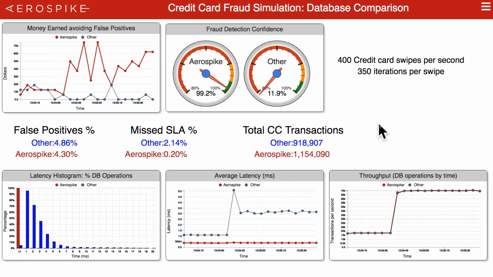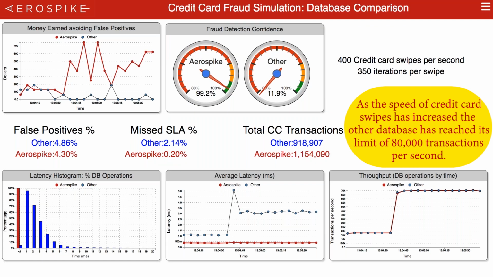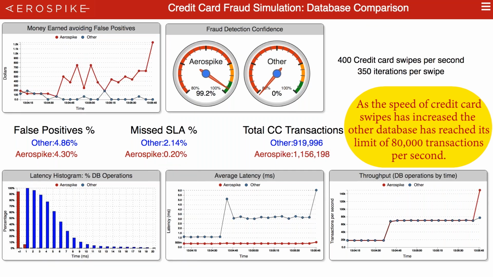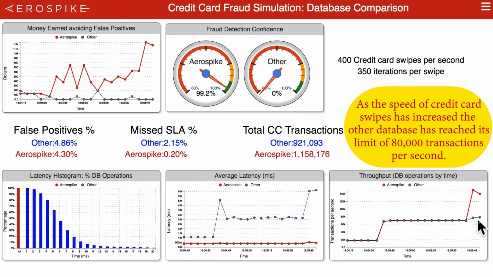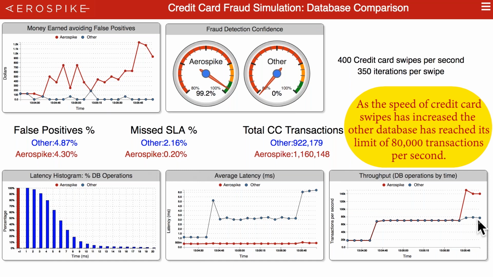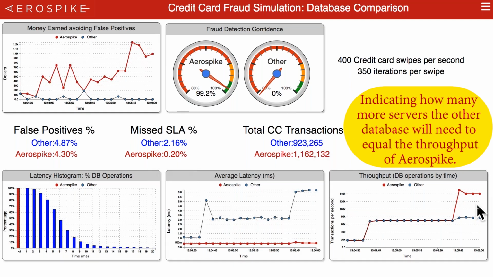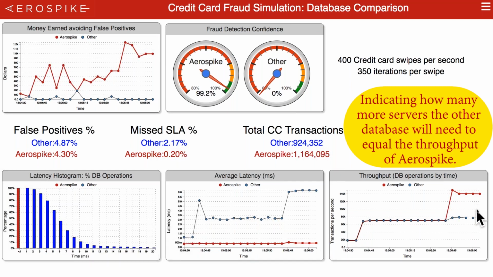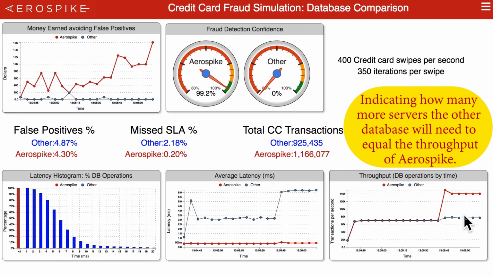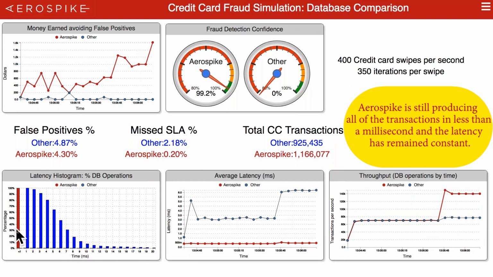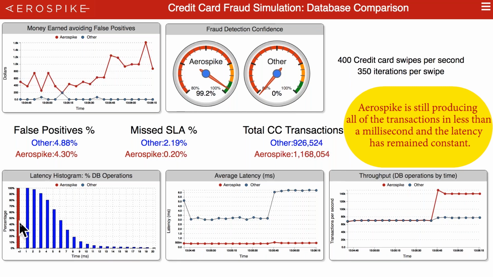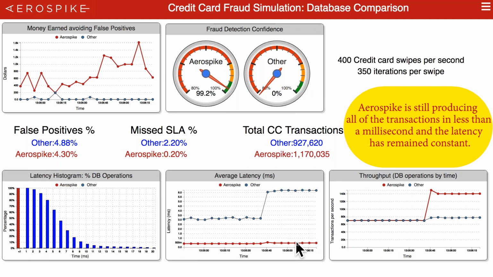Let's crank it up a little more to see what more throughput does. Now we went up to 400 credit card swipes per second, 350 iterations per swipe, and we can see that the other database has hit its limit of about 80,000 transactions per second. Again, this is divided by 3 servers. So this is an indication of how many more servers you will need with the other database to equal the throughput of Aerospike. This gap right here lets us know that. We can see that Aerospike is still completing all of the database operations in less than a millisecond, and the latency has remained constant at about 500 microseconds.